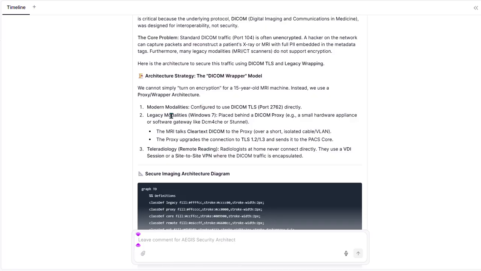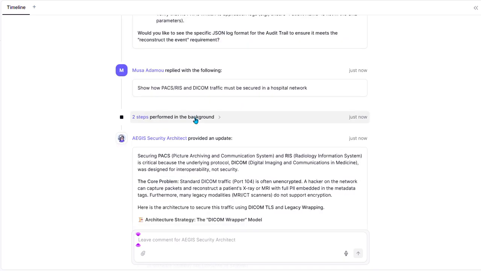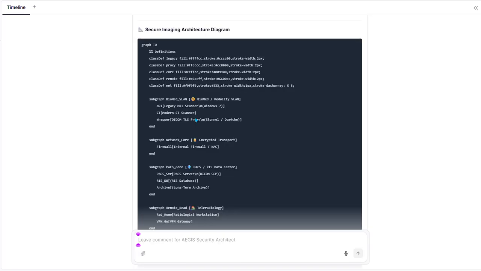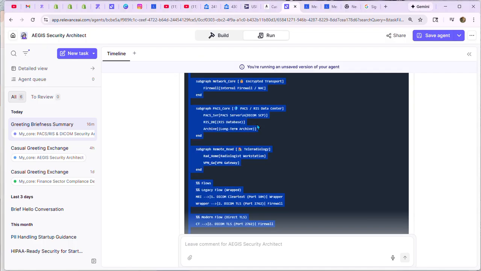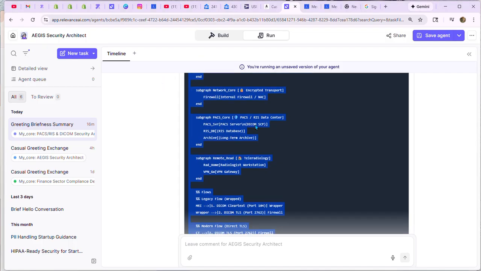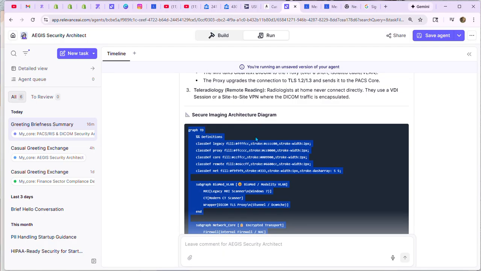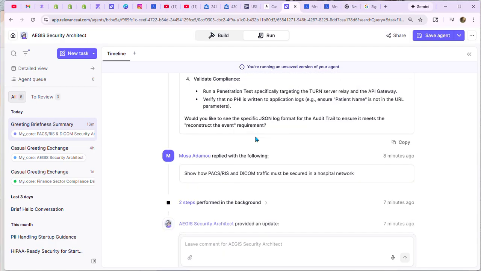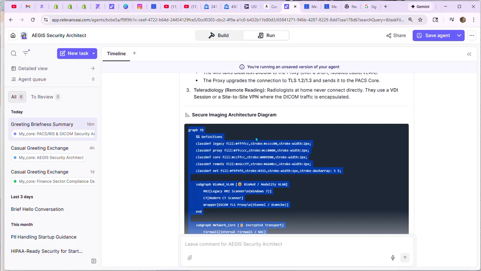Modern modalities, legacy modalities, teleradiology, and so on and so forth. So we're going to see how it has shown us from our architectural design how the DICOM and the PACS RIS must be secured in the hospital network. So let's go together and view that together. All right, we're going to copy this design code to see what has been designed for us to provide how the DICOM traffic must be secured in the hospital network.